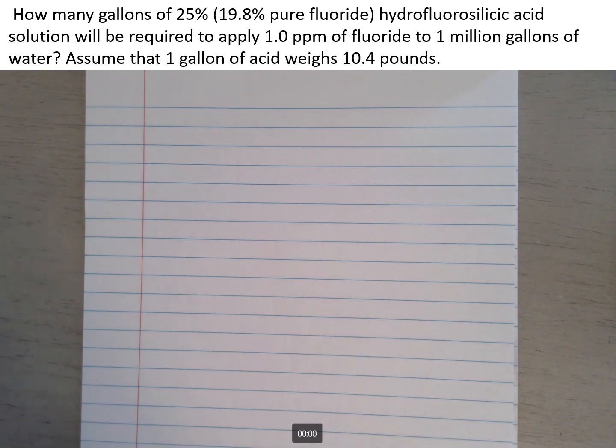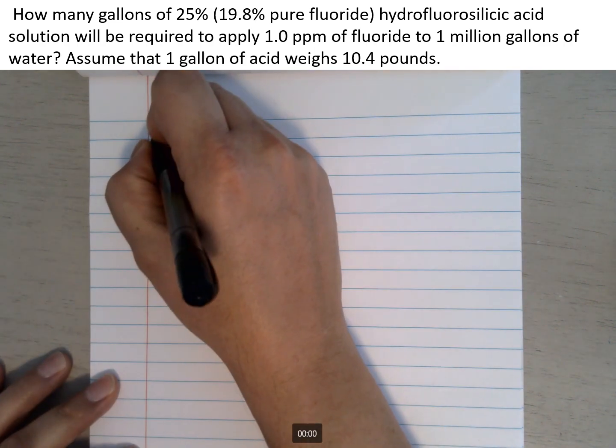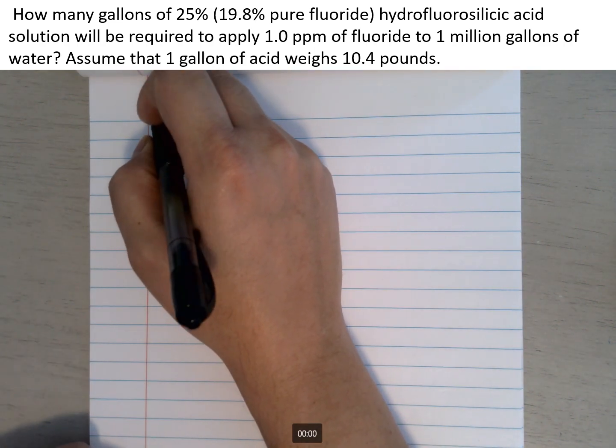So the first practice problem reads, how many gallons of 25% hydrofluorosilicic acid, which is 19.8% pure fluoride by weight, solution will be required to apply 1 part per million of fluoride to 1 million gallons of water? It asks, assume that 1 gallon of acid weighs 10.4 pounds. So let's take a look and start off with our first step, which is finding our million pounds of water.